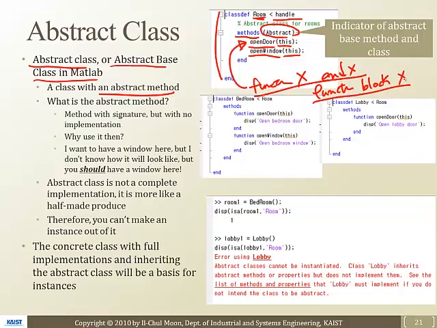Why use abstract methods? It means that we specify the names of the methods and the parameter list, but we don't have the actual content. That is called an abstract method. It's a method, but it's abstract. It doesn't have a real substance.